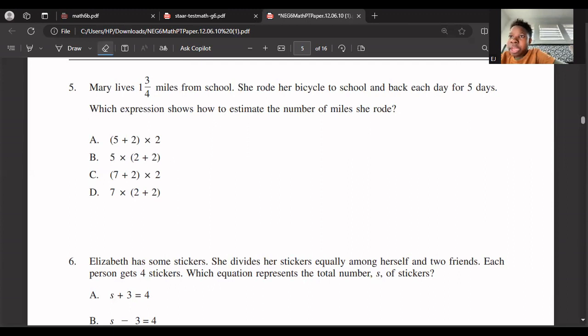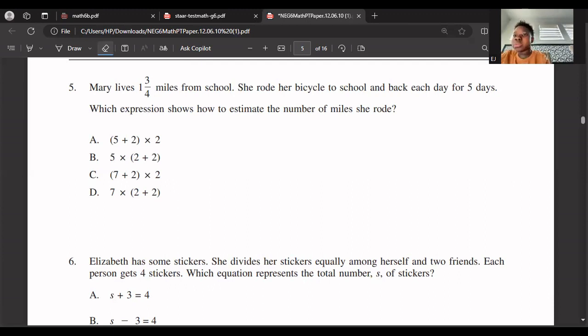Now that took a lot of practice. Now, can we repeat it so you understand? Yes. Okay, beautiful. I'm gonna repeat it. Just pay close attention. 1 3/4 is approximately 2. So going to school is like 2 miles. Returning is like 2 miles. So each day it's 2 plus 2. Did you get that? Yes. So if you do that for 5 days, it becomes 2 plus 2 times multiply by 5. So which is B. Is that clear? Great. So can we move on to another one?